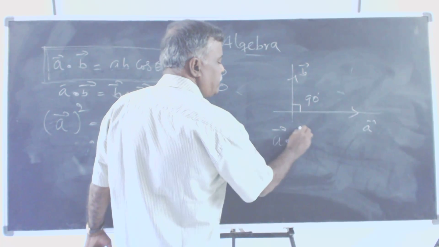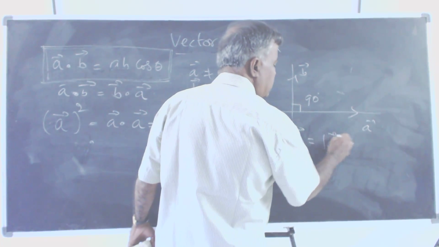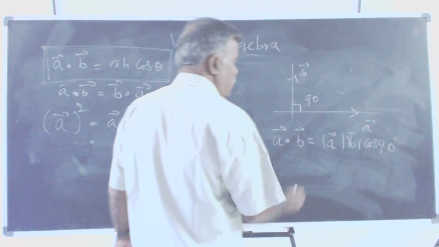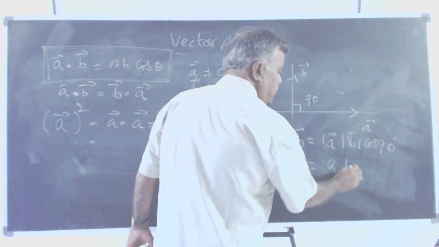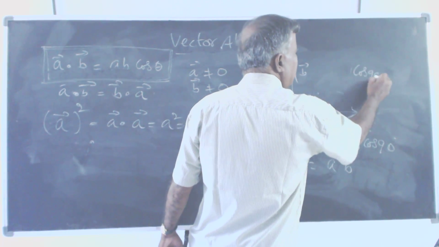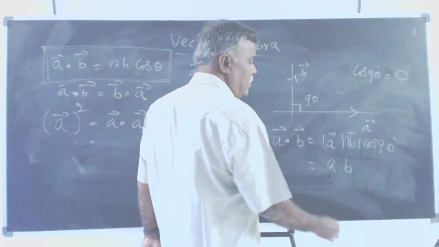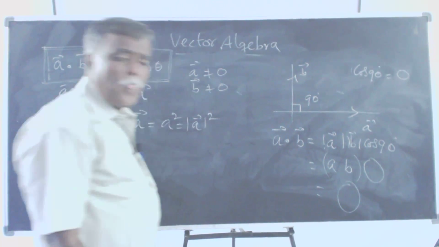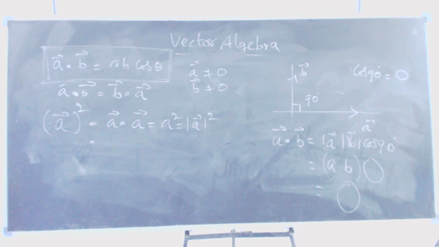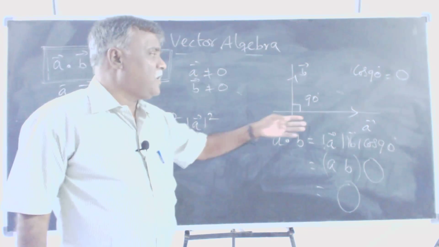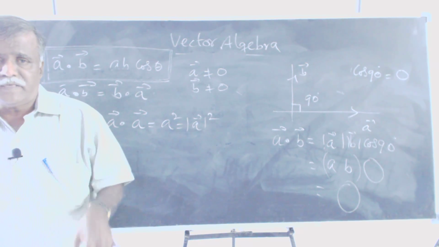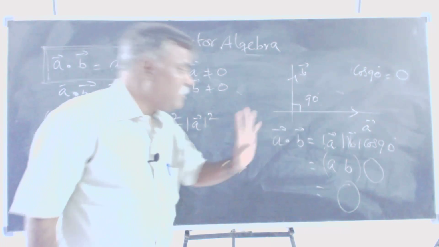அப்போ டாட் ப்ராடக்ட் எடுக்கிறேன். A dot B equal to mod A mod B cos 90. Then mod A means A, B, cos 90 value please. Cos 90 value is 0. So this is 0. So 0 into anything is 0. So A dot B equal to 0. So this is a very good condition for A vector and B vector, which are both non-zero vectors perpendicular to each other, means dot product equal to 0.